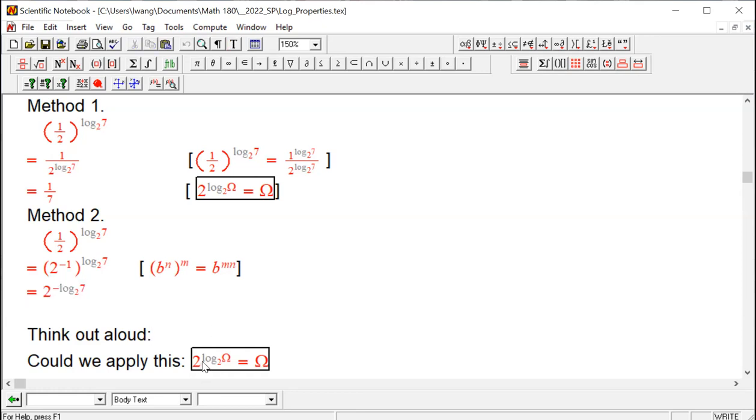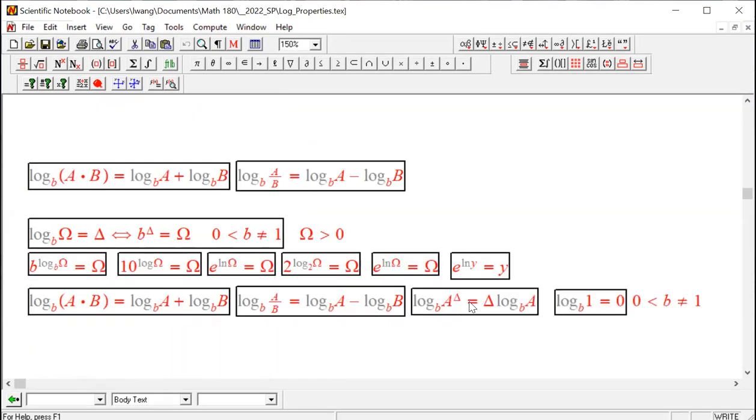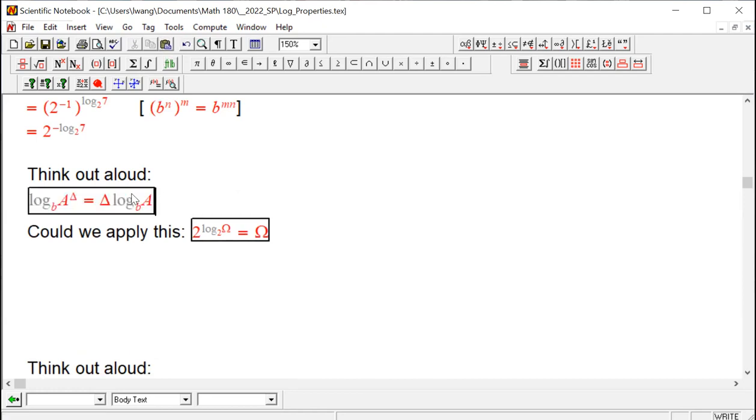No, because we cannot have a negative sign in front of it. But can we bring this negative sign inside the logarithm? The answer is yes. What tool do we have? This piece, the power rule. So on this piece, we're going to bring the negative sign in. So we have a negative sign, log base 2.